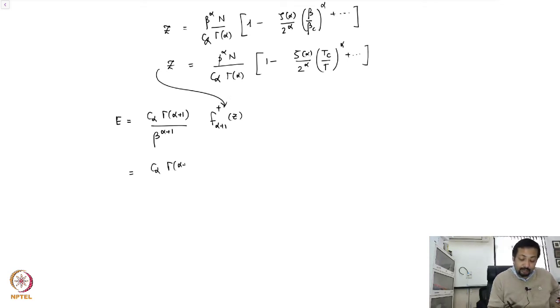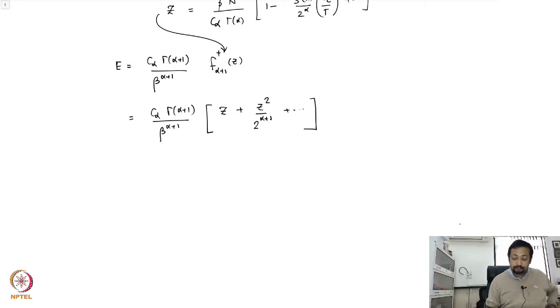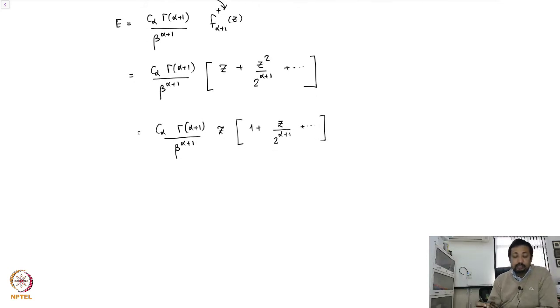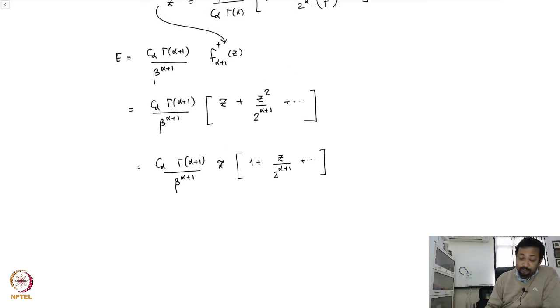C alpha gamma alpha plus 1 beta of alpha plus 1, and then if I expand this, I have z plus z square divided by 2 to the power alpha plus 1 plus higher order terms. So this is C alpha gamma alpha plus 1 raised to the power beta alpha plus 1 times z, 1 plus z raised to the power 2 to the power alpha plus 1 and all the higher orders. Now I use from this relation.